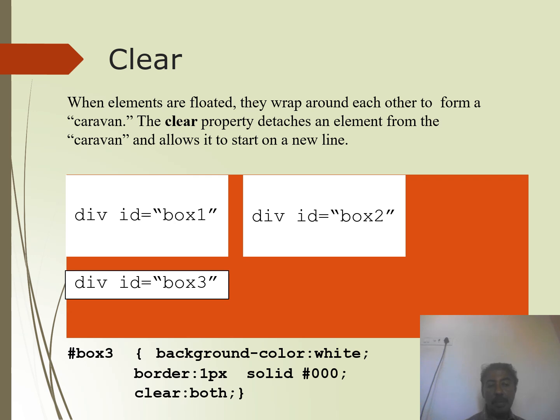Then the clear property discards the element from the float, which allows it to start a new line. Therefore, in this diagram, suppose box 3 has background color white, then 1px, that's all, then clear both. That's why div box 3 is coming separately. Therefore, the clear command is coming on a new line.